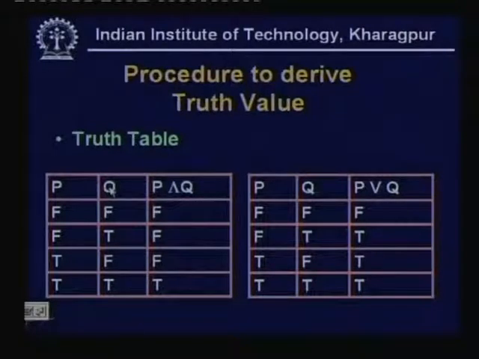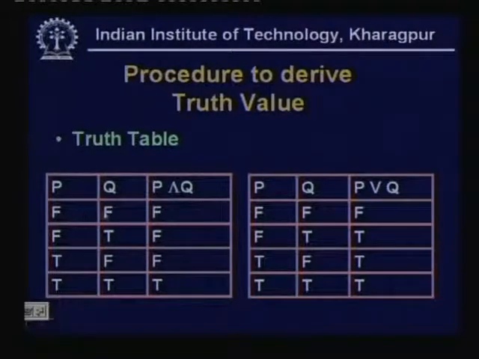So, P and Q, each of them can have a value true or false, right. Now, we can have 4 combinations: both of them are false, one is false and one is true, one is true and one is false, and both of them are true. So, we make a truth table like this. There is a small thing to be noted here.